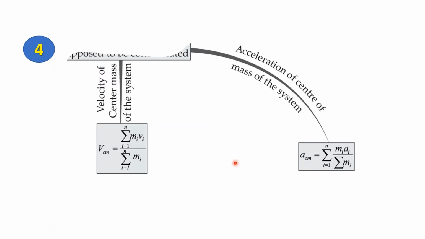Now what's interesting is that velocity can be given as dr by dt, where r is position. So the derivative of position with respect to time gives you velocity. And similarly, if you do the derivative of velocity with respect to time, you get the acceleration of the body. So in that way, we can also relate the three formulae for position, velocity, and acceleration of center of mass of the system. Okay, so now we will move on to a new section.